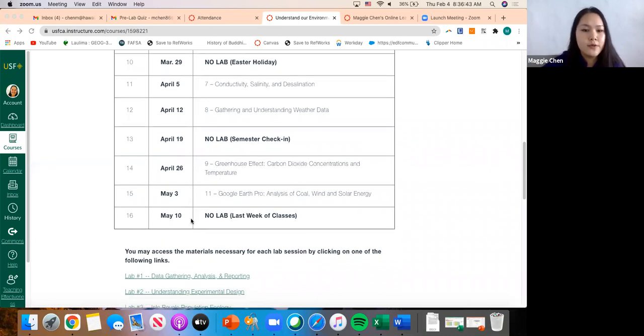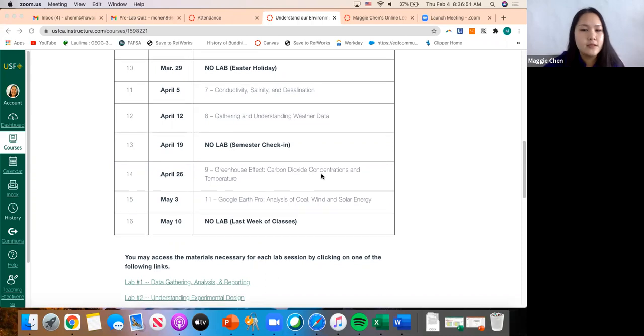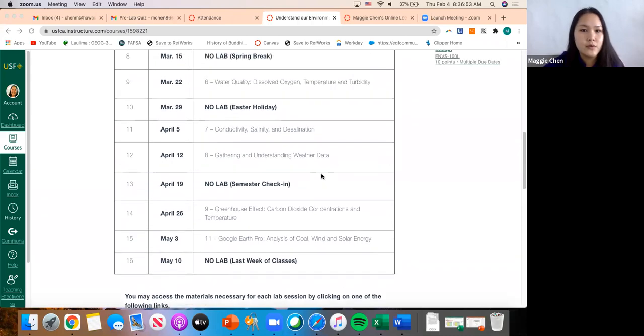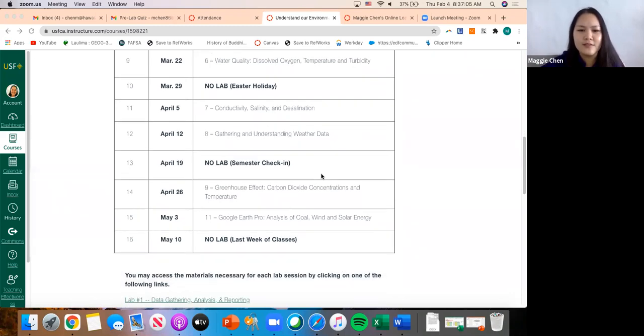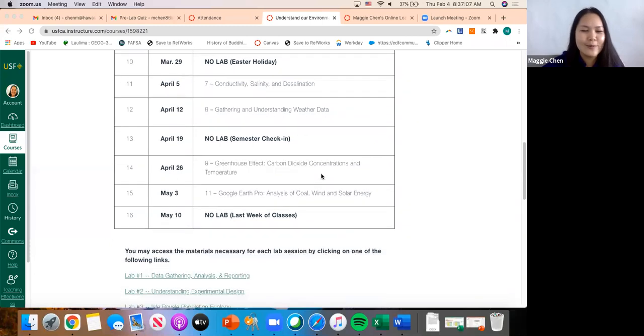And then for the week of May 10th, there's no lab for that week. I think that's when you guys start going into your finals week. But that is basically the schedule for this semester. I think there's a lot of breaks in between that really helps space everything out for us and gives us a little break whenever it could get a little bit much at times.